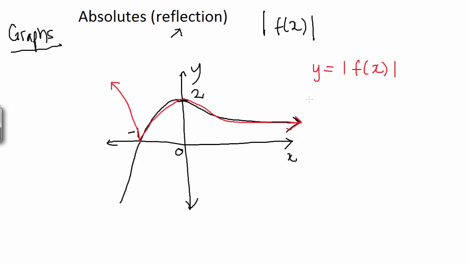Moving on, you may be asked to find the function of the absolute of x. What this means is basically a reflection about the y-axis, and you ignore whatever's on the left side. So you keep whatever's on the right and you reflect it, like so. That is essentially the orange equation.